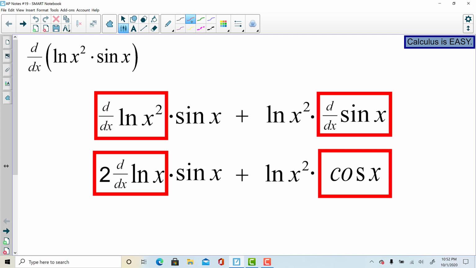Okay, this is just another basic example of the product rule. So we're doing the product of two things, so I'm going to circle those two things. We do the derivative of that product. Remember, you're just going to write each thing twice.